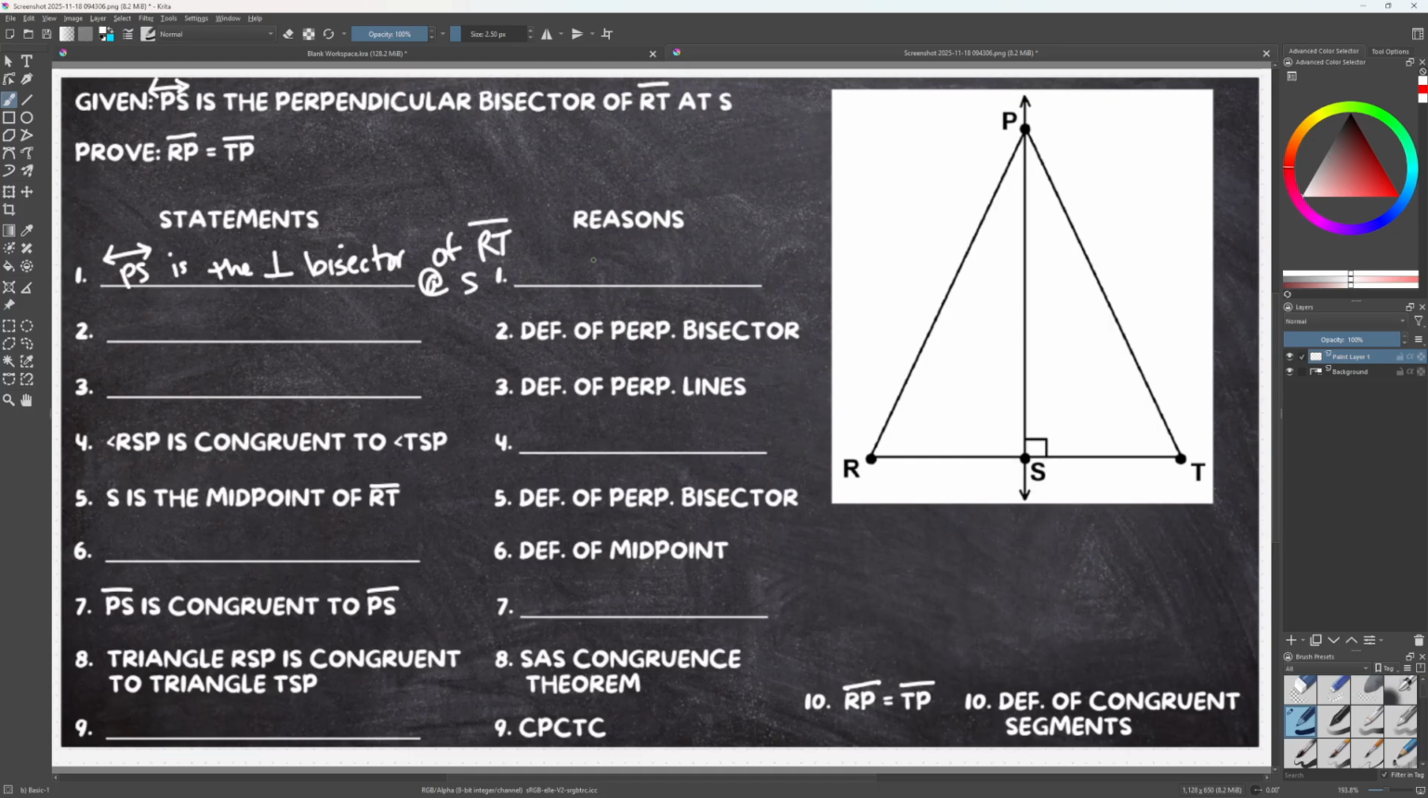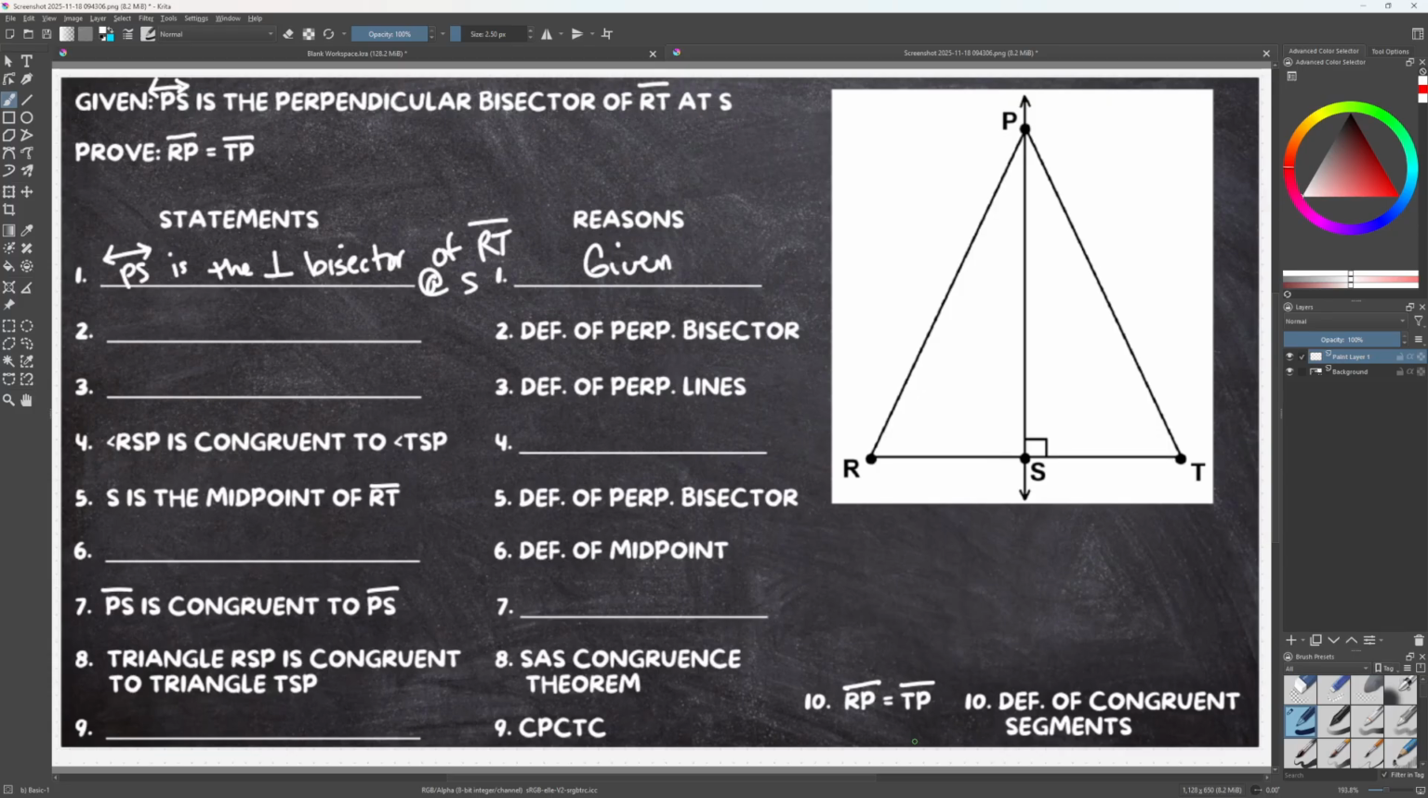Then the reason for that is just that it's given to us. There's nothing more that we have to say. It's given information, something that's being provided to you. Then we're going to take that and try to prove RP is equal to TP. So you always want to put what you're trying to prove on the very last line as well. We don't have the reason just yet, but in this proof, all of those things are given to us. So we have started our proof there.